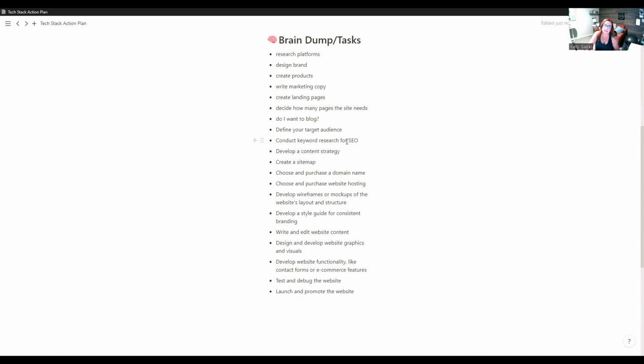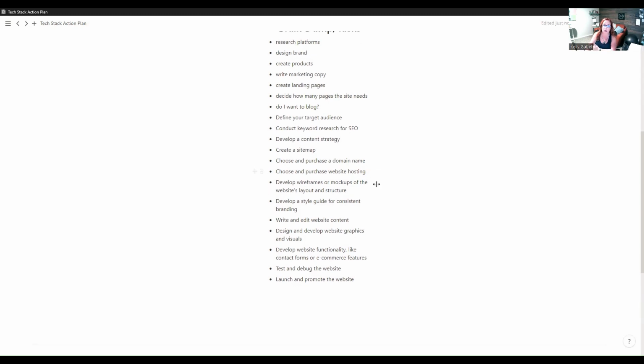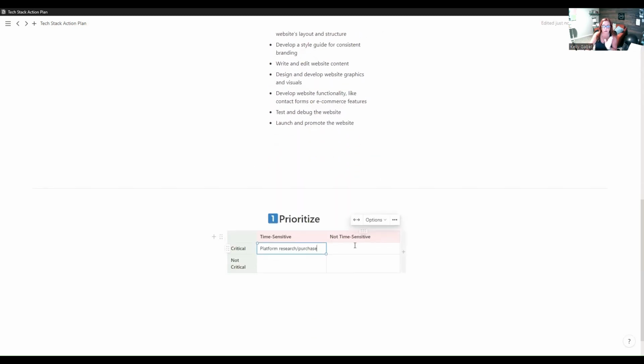In fact, you're going to need to save it for a little bit later in the process. So we're going to go ahead and put it into critical because it's vital for your website's success, but it's not time sensitive. Okay. Does that make sense? Something that's not time sensitive, but definitely critical.